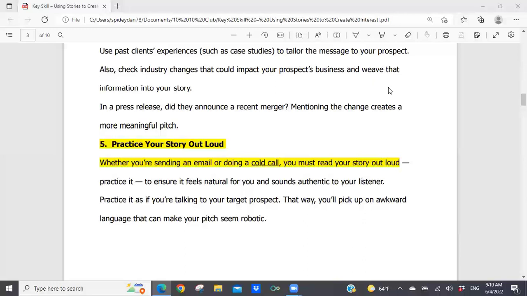So you've got to speak it out loud, because if you talk it mentally, you won't hear it. You've got to speak out loud, and that will then determine what you need to do to massage that narrative, that story, so that it will connect with people.